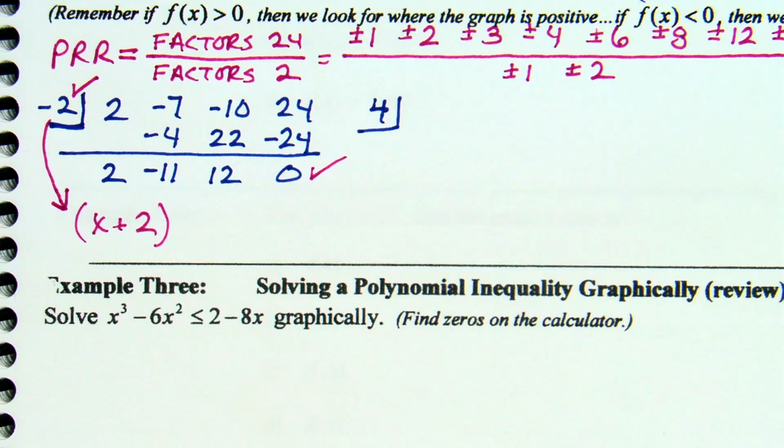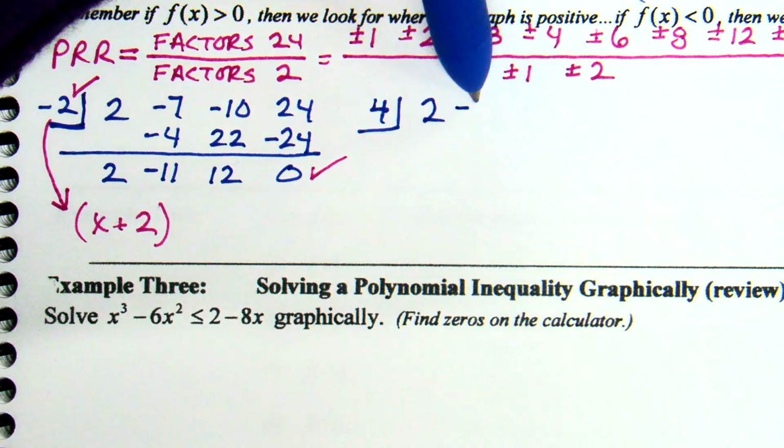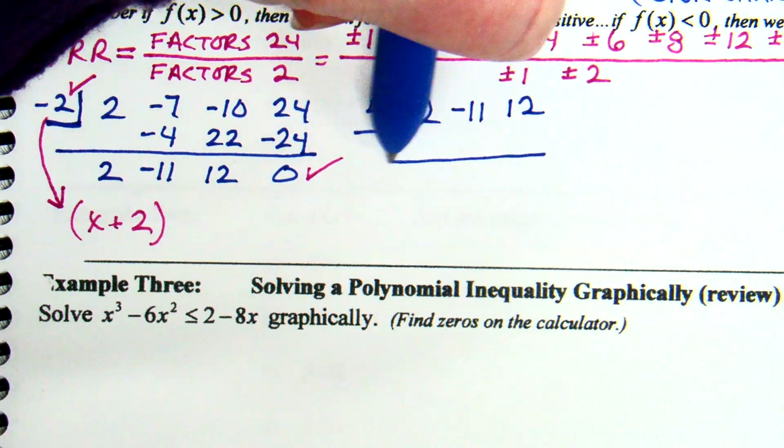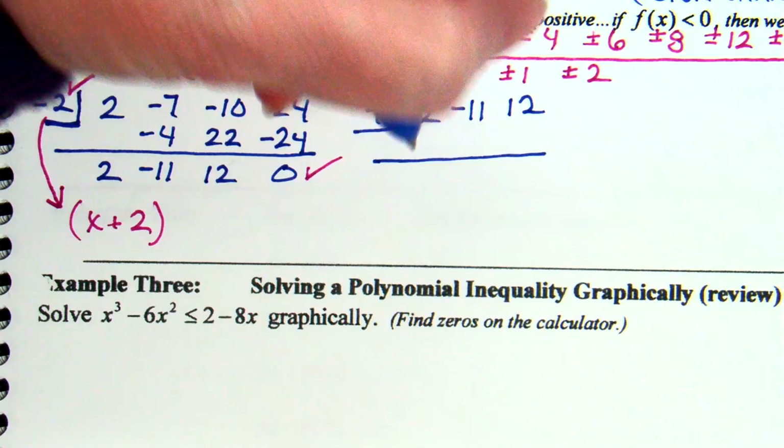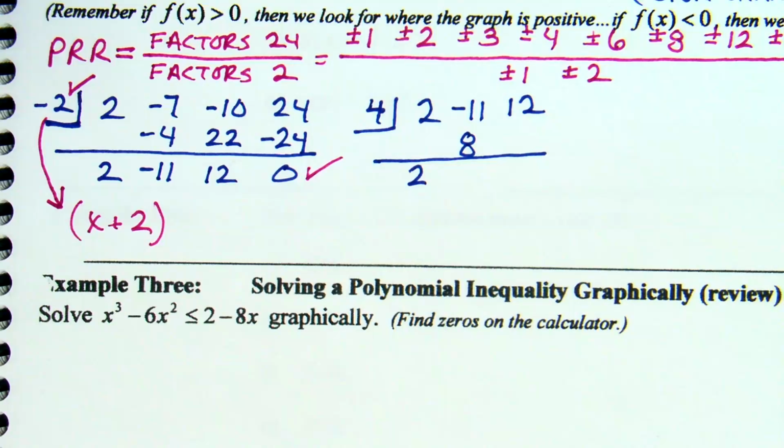Unless you want to take a stab with that fraction. But now remember, what do I use with 4? Your new equation, 2, negative 11, and 12. You need that new one because we're factoring. Drop the 2, 4 times 2 is 8, negative 11 plus 8, negative 3, 4 times negative 3, negative 12, 12 plus negative 12, 0. What do we know? 4 works.